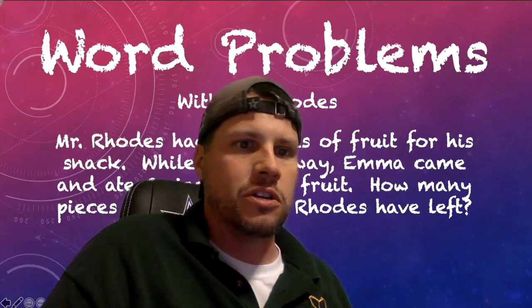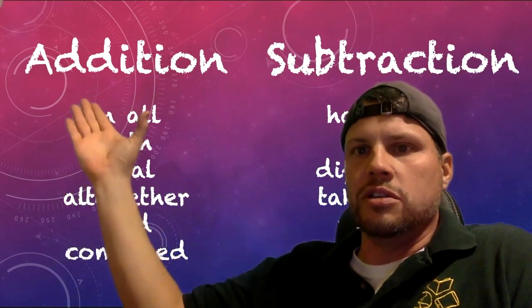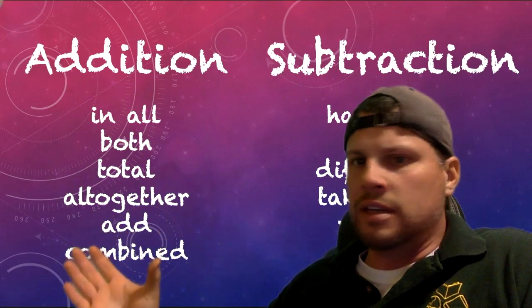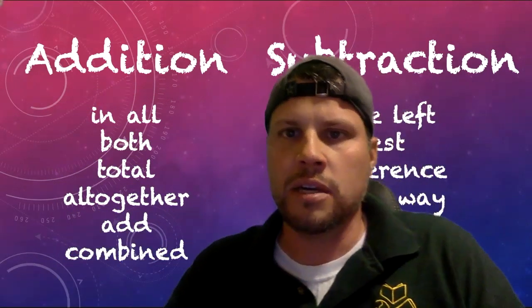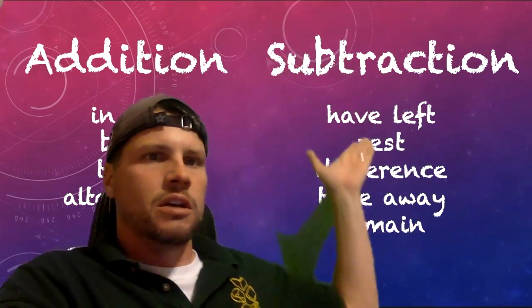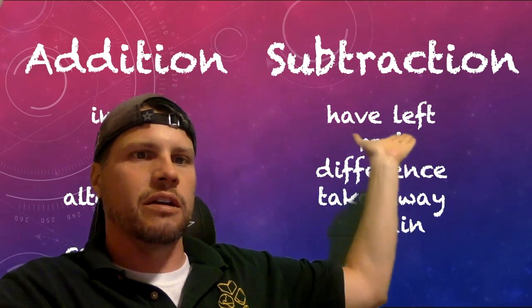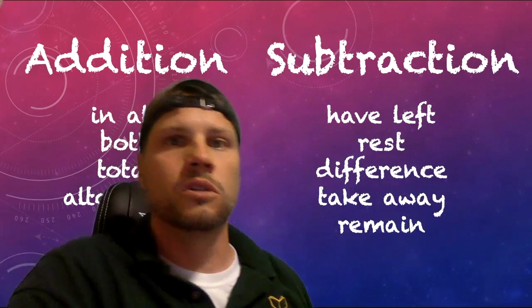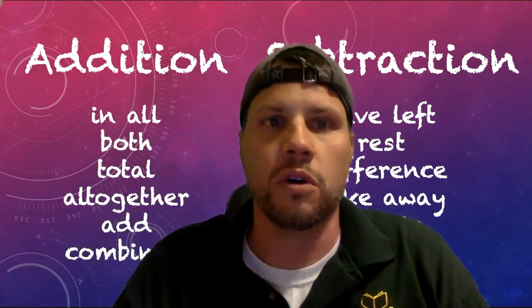Let's go back to our chart and see if we see the words have left anywhere. So if we're doing addition, we're looking for the words have left. I did not see have left under the addition, so I don't think we're going to be doing addition. Let's look over here. Subtraction list. It's this first one I got listed right here. Have left. So we know we are going to be doing subtraction during this word problem.